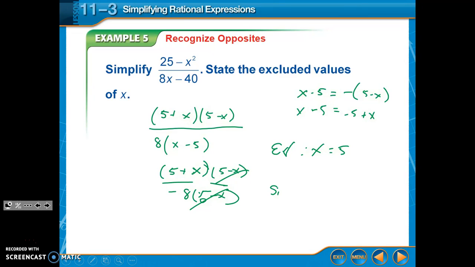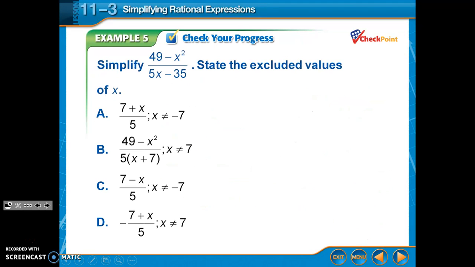And then my simplified form is 5 plus x over negative 8. Or if I want to put the negative in front, I can do that. You just have to be careful here. Okay. So you guys do this one. Simplify and state the excluded values.